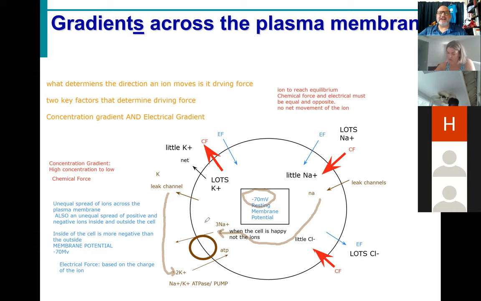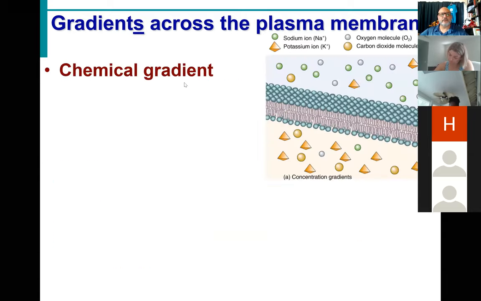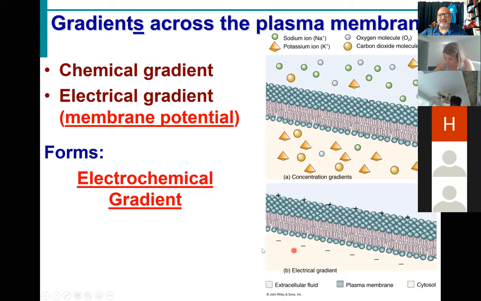Let's take a look at the pretty pictures that show this as well. So again, as we mentioned, there is an unequal distribution of ions across the plasma membrane, more potassium on the inside, more sodium on the outside, more chloride on the outside, and so on. But the inside of the cell is negative, the outside of the cell is positive. So we have both a chemical force and an electrical force that help to determine how things move, and they form the electrochemical gradient. This determines how ions are going to move.